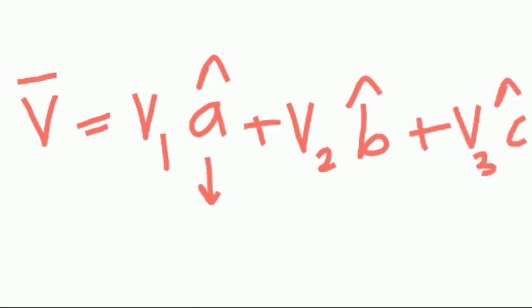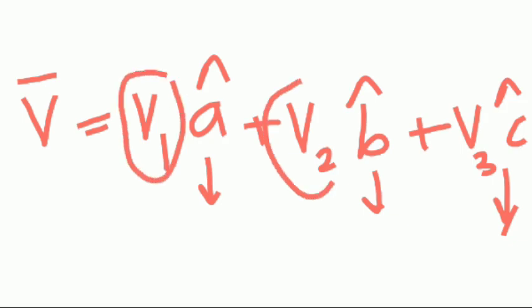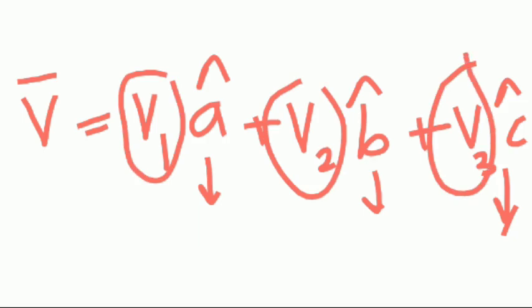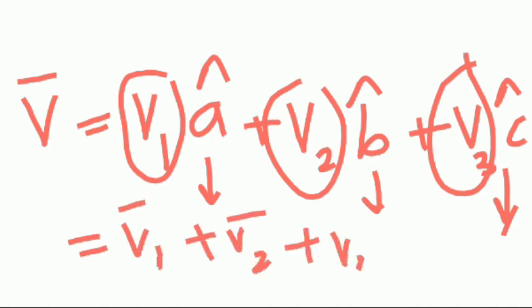So a cap, b cap and c cap are the unit vectors along chosen directions, and v1, v2 and v3 are their respective magnitudes. So I can even write this as v1 bar plus v2 bar plus v3 bar. So both are called the resolution of vector v bar.